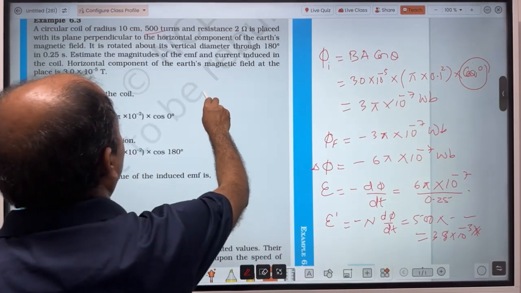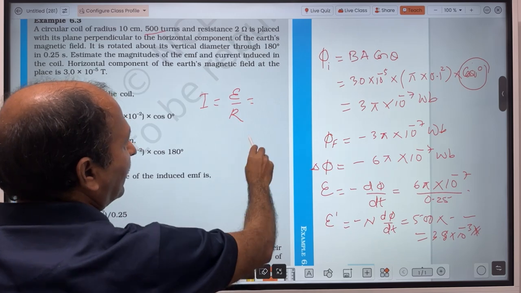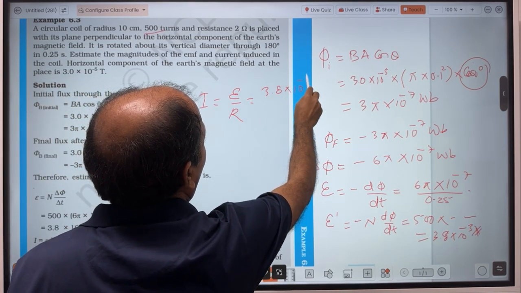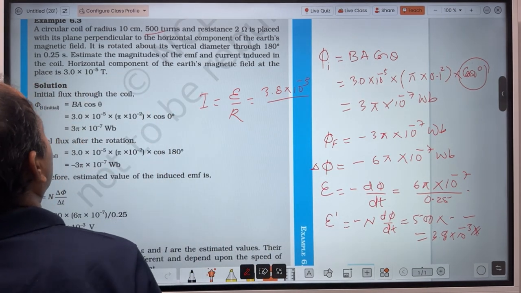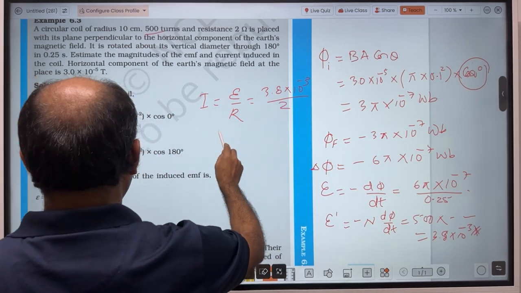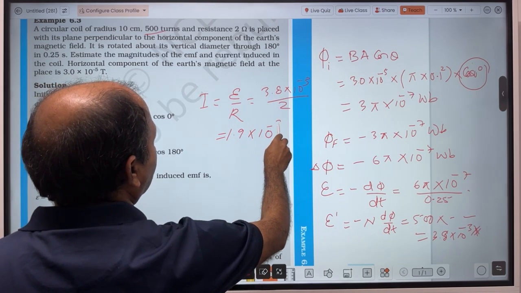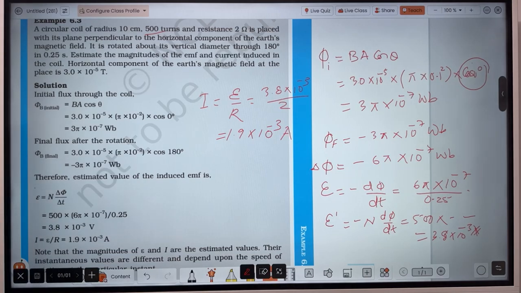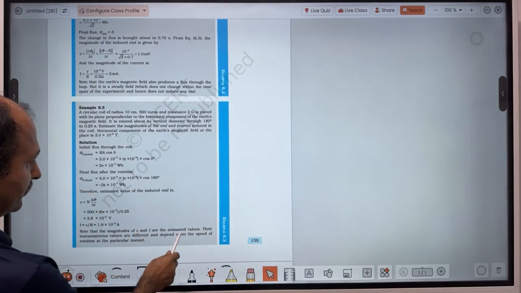Now our concern is to get current. Current equal to E upon R. So we have got the value of voltage 3.8 into 10 to the power minus 3 volt divided by resistance, which is given as 2 ohm. So just write it 2. So we will get 1.9 into 10 to the power minus 3 ampere. So I think you have understood. Now let's see the next question.